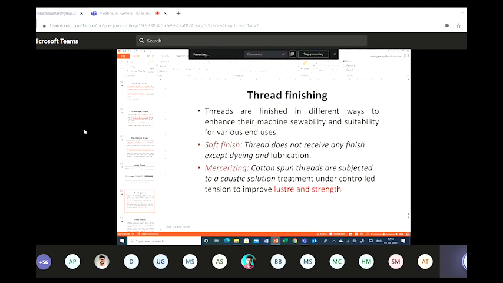Now, threads are generally finished, or you can say mostly they are finished. Finished means that you are doing something on the surface of the threads to alter certain characteristics. For example, you want to change the friction of the threads. So you will be applying some finishes which will alter the friction of the thread to fabric and thread to metal parts of the machines. In some cases, you will be stitching panels, and the application is outdoor.